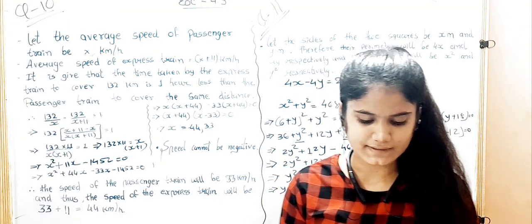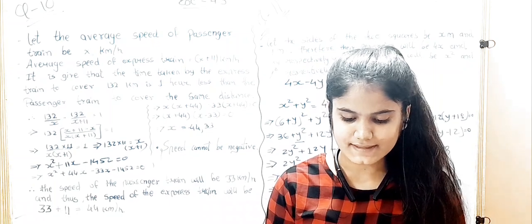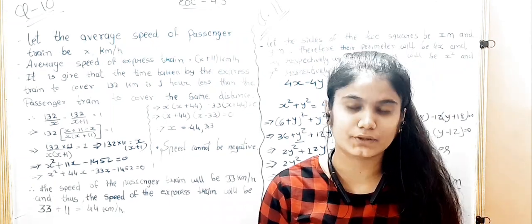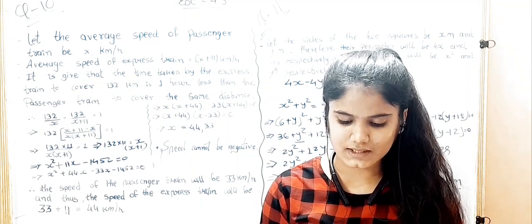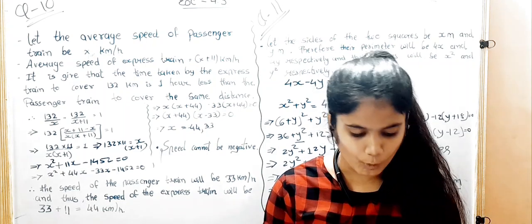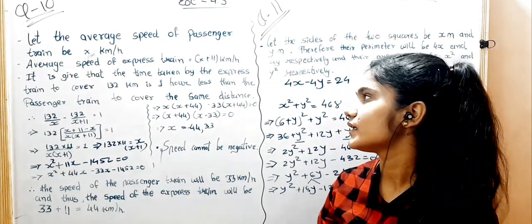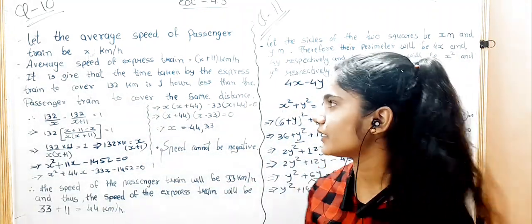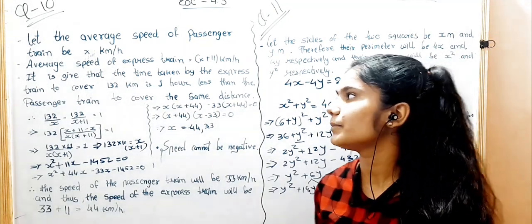In question number 10, it is given that an express train takes 1 hour less than a passenger train to travel 132 km between Mysore and Bangalore. If the average speed of the express train is 11 km per hour more than the passenger train, find the average speed of the two trains. Let the average speed of the passenger train be x km per hour. Then the average speed of the express train will be x plus 11 km per hour.